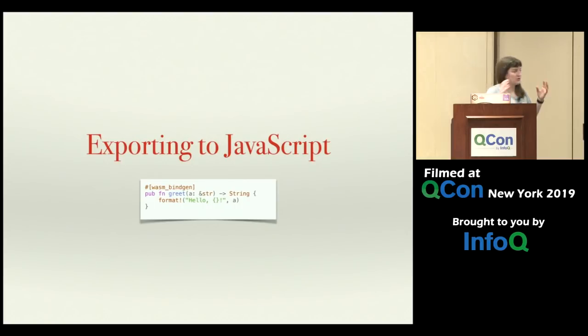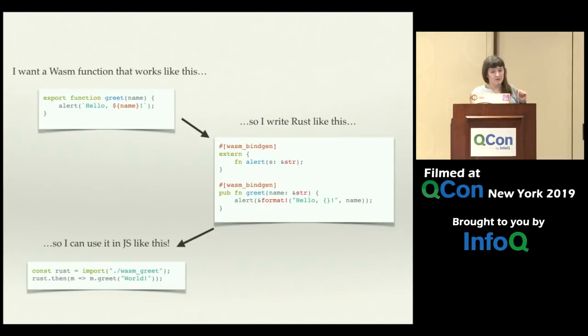All right, but let's try and use something that maybe is a little bit more concrete. We don't want to talk super generally about how we're crossing this boundary. Let's talk about just exporting to JavaScript, right? So if we export to JavaScript, let's say we have this greet function. I want a wasm function that works like this. I want this greet function. I'm going to say alert. It's going to have a name. All right, and so I'm going to write Rust like this. This is the extern that we already saw. And fundamentally, we want to be able to use it in JavaScript like this.